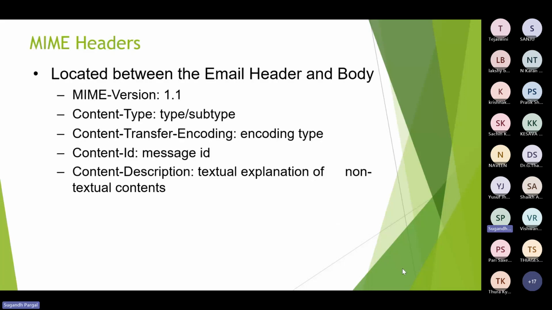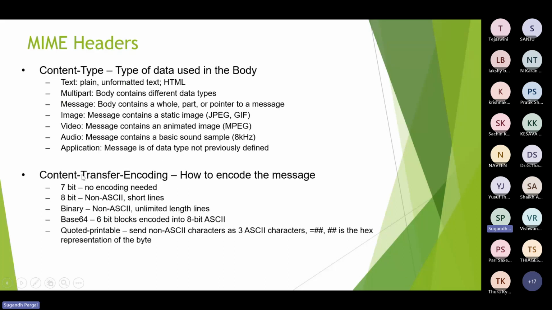There are multiple ways in which we can give the content type. For example, if there is a video, this is the type that they show and then it converts into the particular bits. This is the type of transfer encoding: 7-bit, 8-bit, binary, base 64, etc.